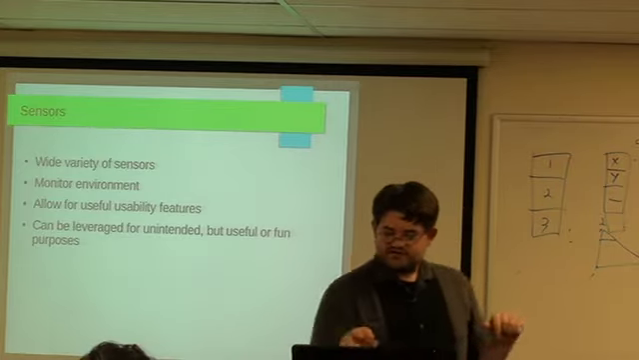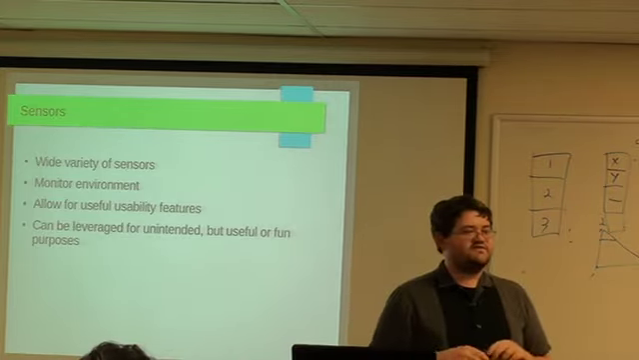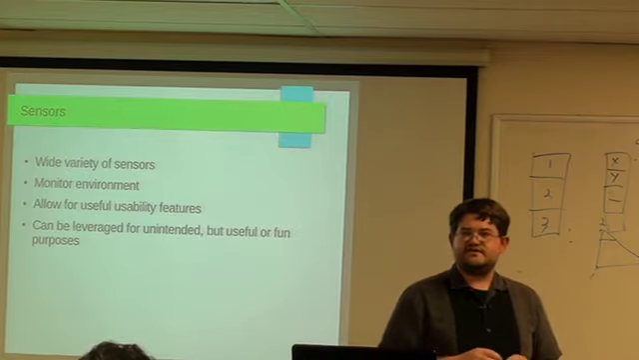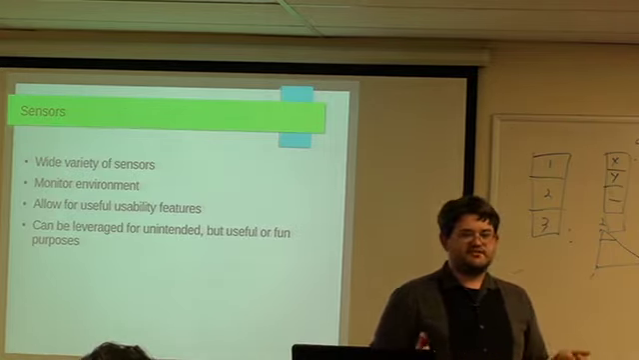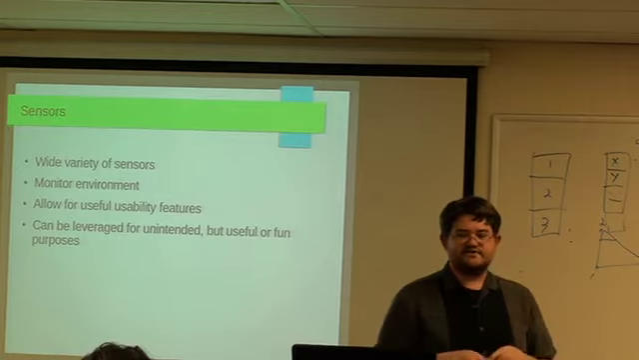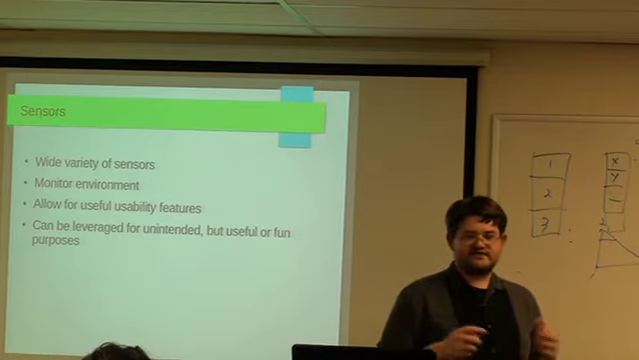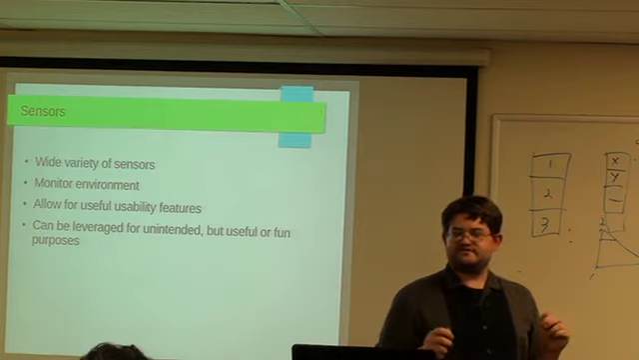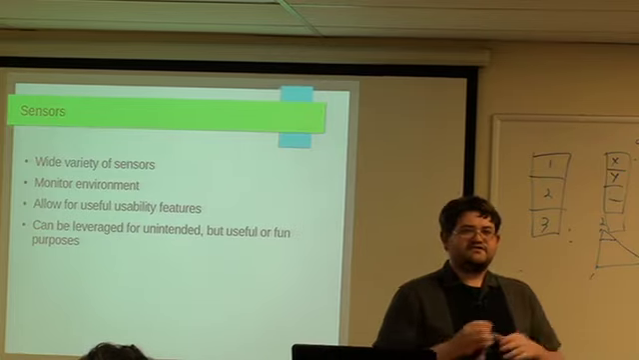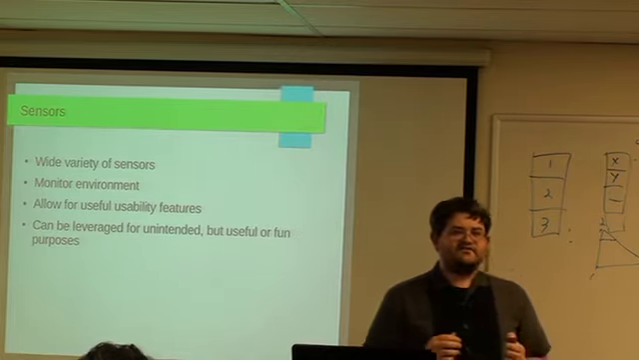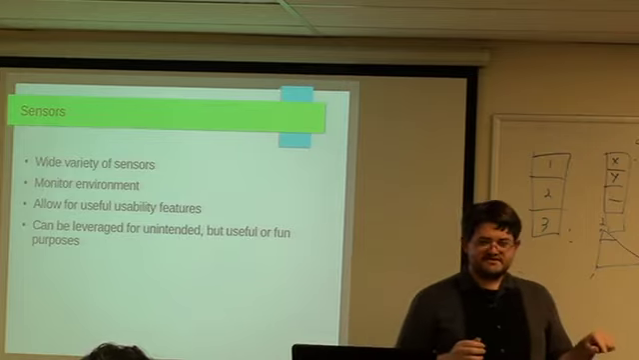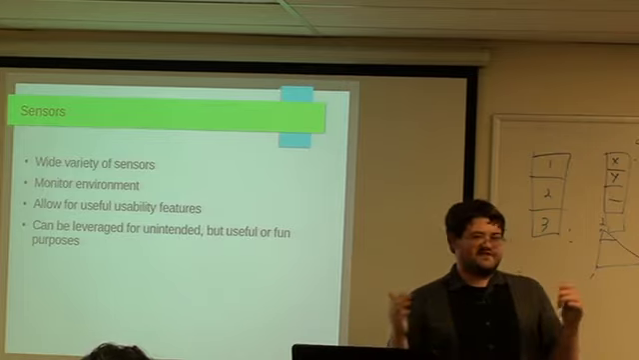Sensors. There is a very wide variety of sensors available in the mobile environment. Generally speaking, what sensors do is they monitor certain variables about your environment, and they can allow for all sorts of useful, interesting usability features. A lot of the sensors are included in a phone for a very, very specific purpose, but then you can sort of use them for other stuff.